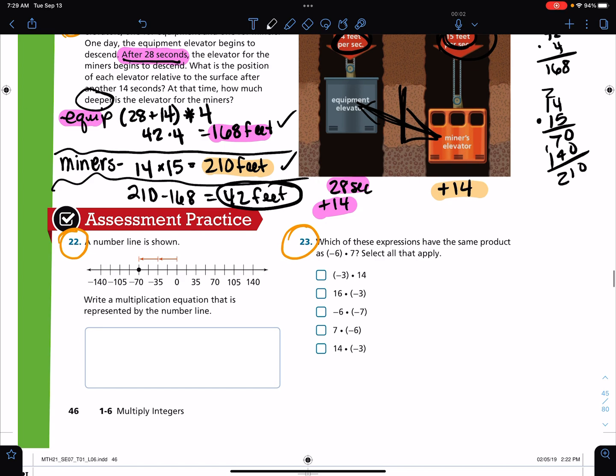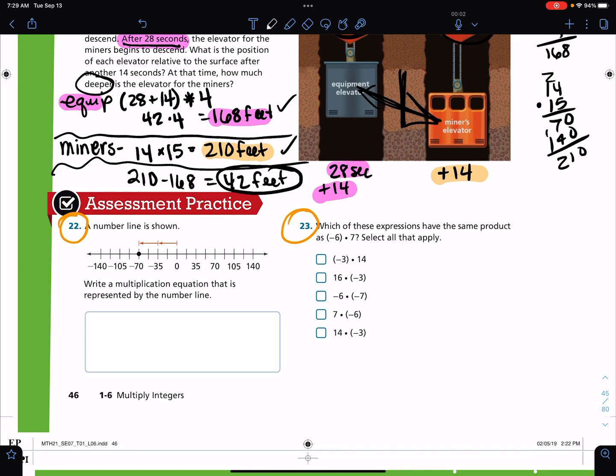Okay. Now, assessment practice, this means this is what you should expect on the assessment. Write the multiplication equation that is represented by the number line. So this is 1, 2, that's one group of 35. So let's pay attention, because I almost didn't. Let's pay attention to our numbers on the number line here. See, they're groups of, they're jumping. So that's a group of 35, and this is a group of 35, negative 35. So that's negative 35, and there's two groups, times 2.